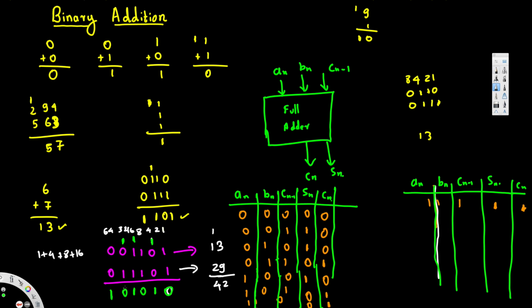Okay, now you can see in the first place we have a 0, in the second place we have 1, that is 2, in the third place we have a 0, in the fourth place we have 1, that is 8, in the fifth place we have 0, that is 16, and in the sixth place we have 1, that is 32. 32 plus 8 is 40. 40 plus 2 is 42. This is 42.